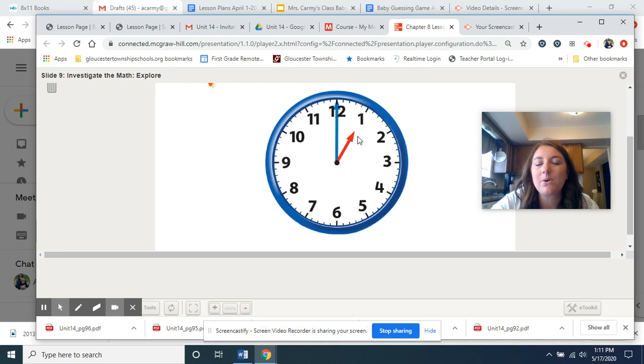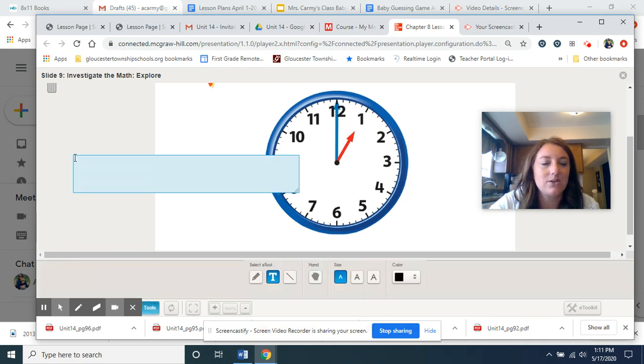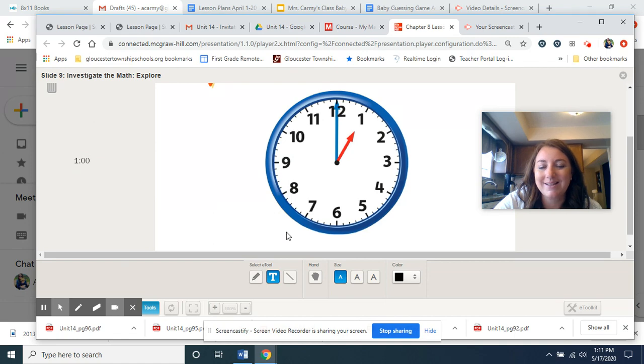So, what number is the hour hand pointing at, boys and girls? Can you take a look? Yes, the hour hand is pointing at the number 1. Now, our minute hand is pointing at 12. And when our minute hand is pointing at 12, it tells us that it's 0 minutes. Okay, so let's take a look at my tools. So this is going to tell us that this is 1 o'clock. Do you see how it says 1 o'clock right there? All right, let's take a look at the next slide.